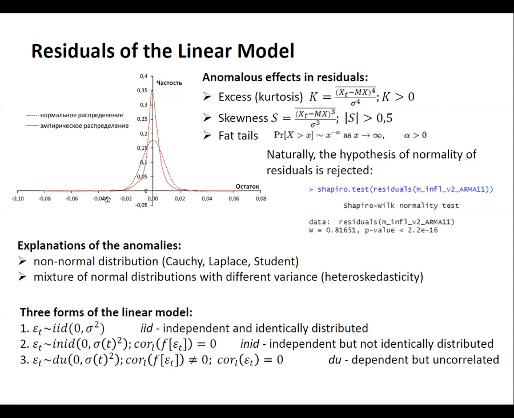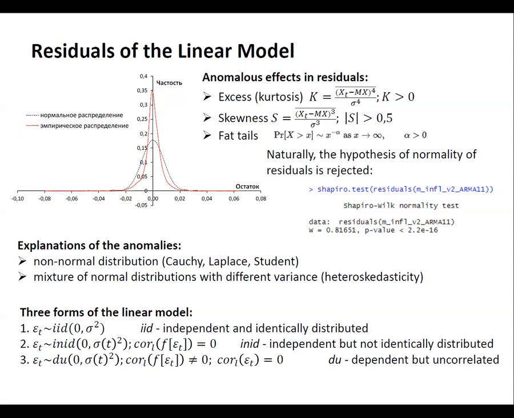And because of these three effects, which are typical for empirical time series, it is natural that the hypothesis of normality is rejected. Here is the output of the Shapiro-Wilk test for the residuals of the ARMA model. It is absolutely clear that this is not a normal distribution, and this is a typical thing for time series.